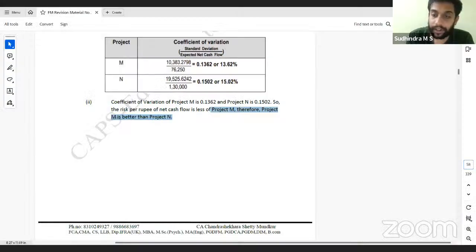Quantum, amount of dividend. There is one concept called growth here. What is growth? G is equal to B into R: retention ratio into rate of return. That's growth, G. Very important.